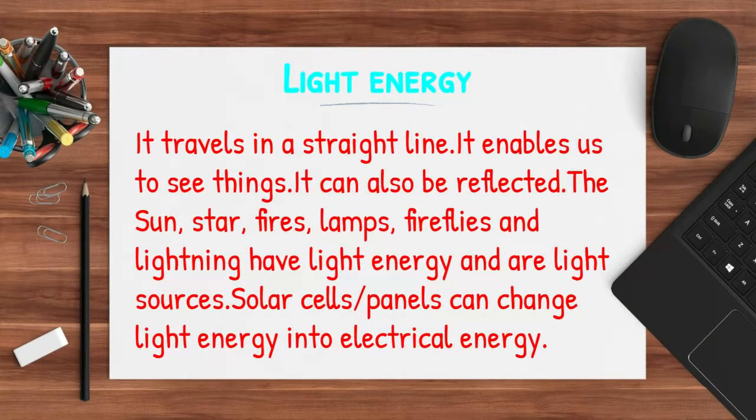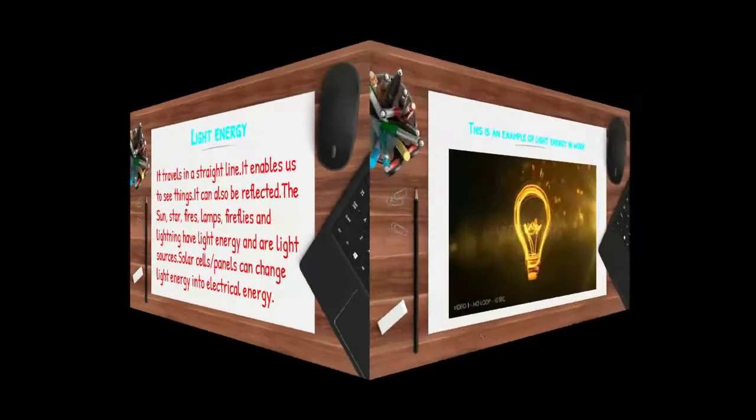Light energy. It travels in a straight line. It enables us to see things. It can also be reflected. The sun, stars, fires, lamps, fireflies, and lightning have light energy and are light sources. Solar cells and or panels can change light energy into electrical energy.